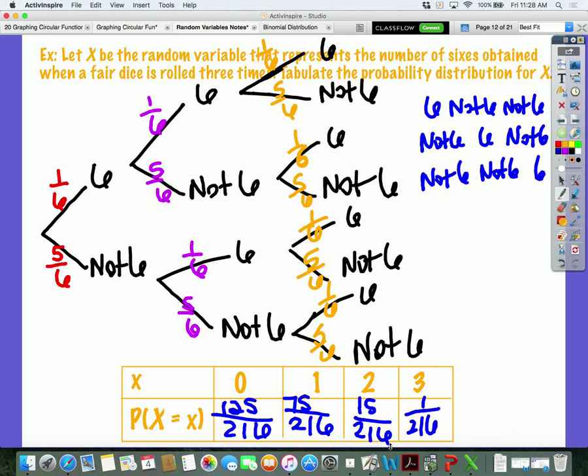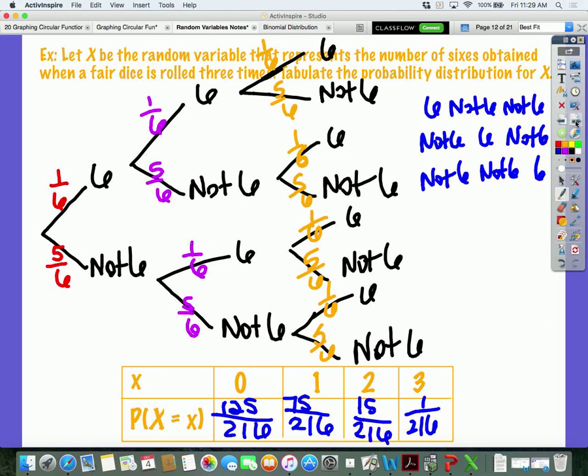You could also go through the process and actually do two 6s and not a 6. But there you go, there's your probability distribution. It seems like exactly what we did before, just represented in a different way, right? So that's what I'm saying. It's not hard.